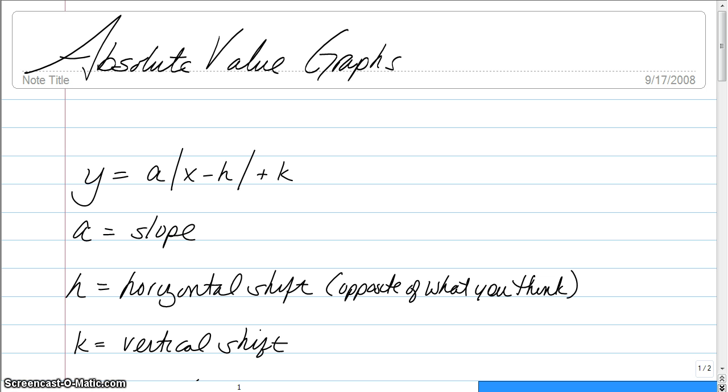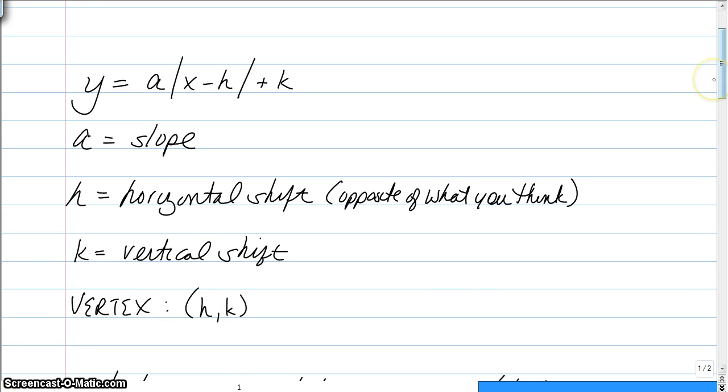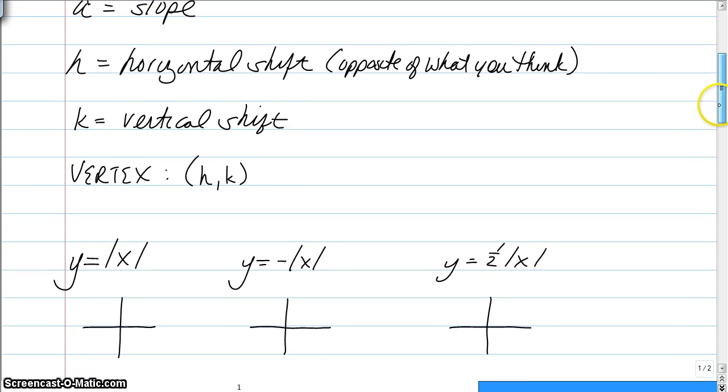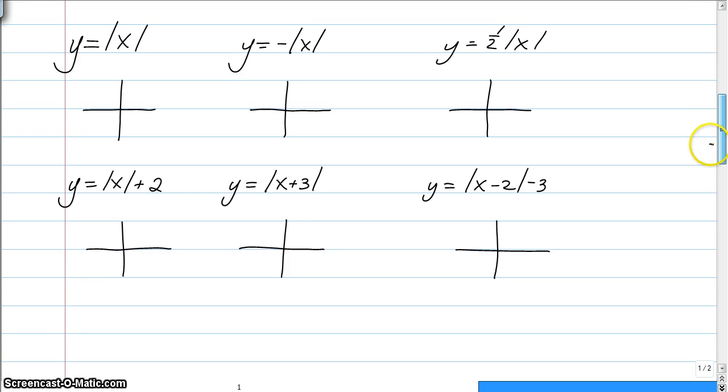A is your slope, treated like you would for the most part any other line, except for we have a twist when we go to the left. And then h is your horizontal shift. It's the opposite of what you would think. And k is the vertical shift. So those are just your rules. The vertex is always going to be h comma k. So what we're going to do is a couple examples just so you can see, and then it'll make more sense.